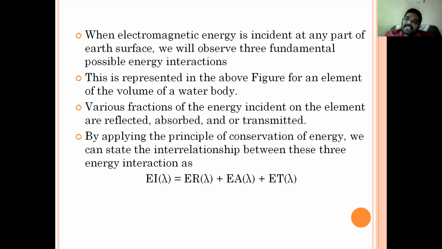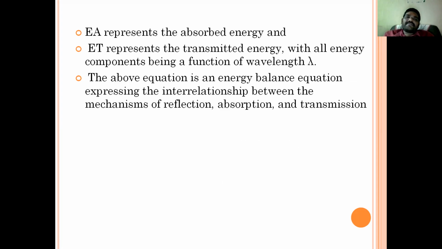Hope you understood. Whatever you spend must be equal to the money you got from your friend. Simply, incident energy is the energy that propagates through the vacuum of space and hits the target. Once the energy hits the target, it may split into three categories: reflectance, absorbance, and transmittance. Here E_A represents absorbed energy, and E_T represents transmitted energy. All energy components are a function of wavelength lambda.